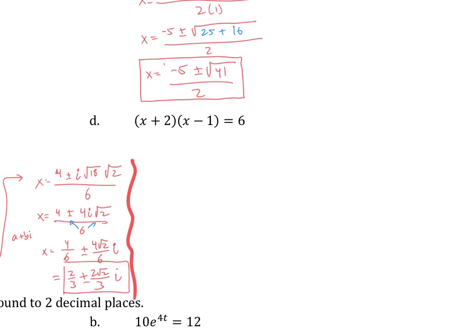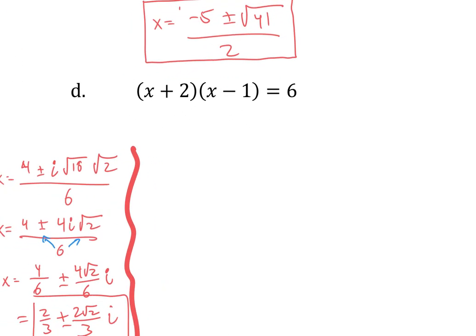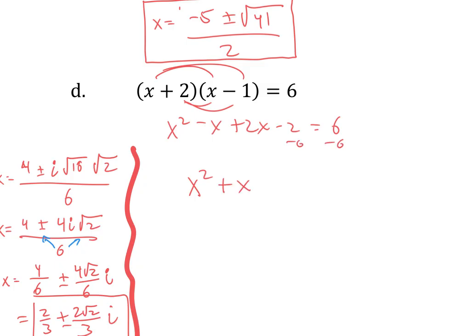Well, this one we need to multiply out first and clean up. So distribute this binomial out. x times x is x squared minus x plus 2x minus 2 equals 6. So x squared, we'll subtract 6 from both sides here. And this is going to be a plus x and minus 8.